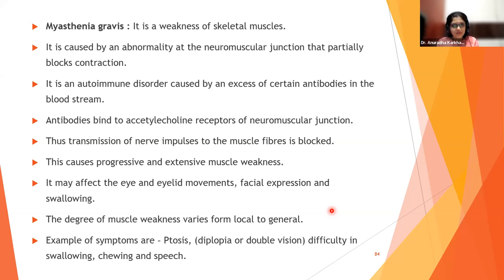Autoimmune disorder. Okay, now what is autoimmunity? I'll explain, of course. So it is an abnormality associated with autoimmunity and not with genetics. So myasthenia gravis is not going to be seen as a family disorder. It's not in the family. Okay, got it? So see what happens. It is caused by an abnormality at the neuromuscular junction that partially prevents the contraction to occur. It is an autoimmune disease caused by an excess of certain antibodies in the bloodstream.